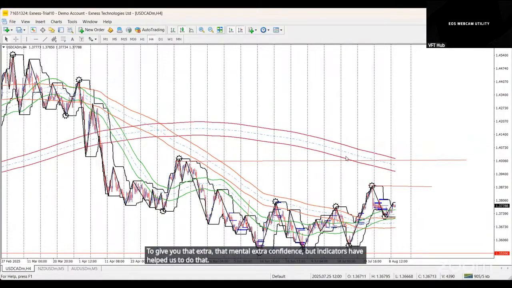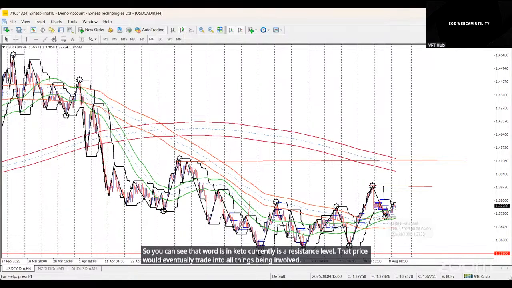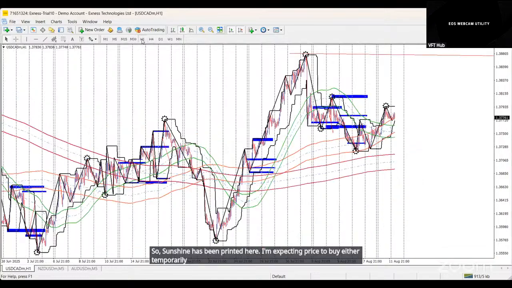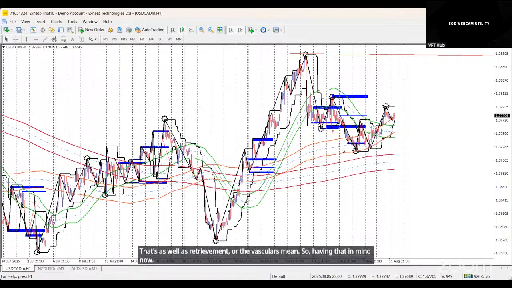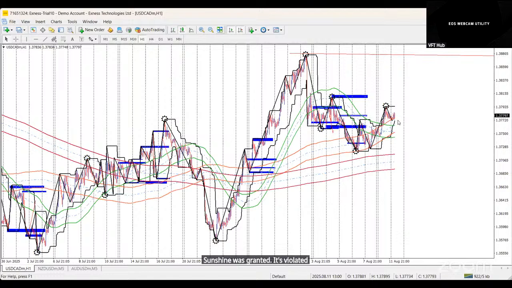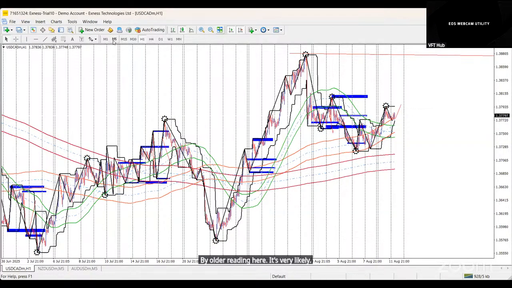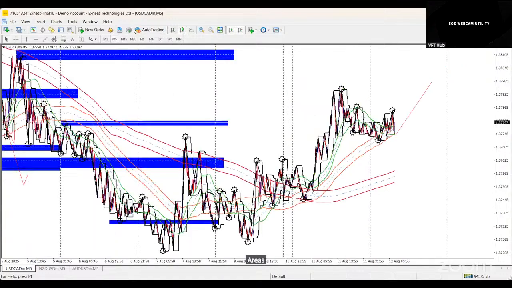So you can see that where this indicator currently is, is a resistance level that price would eventually trade into, all things being equal. So sunshine has been printed here. I'm expecting price to buy either temporarily or eventually form a new trend. That is what retracement or reversals mean. So having that in mind, sunshine was printed, it violated what could have served as a resistance. Is it possible we see USD/CAD buy all the way in here? It's very likely. So simply go on M5 and mark out key areas of interest.